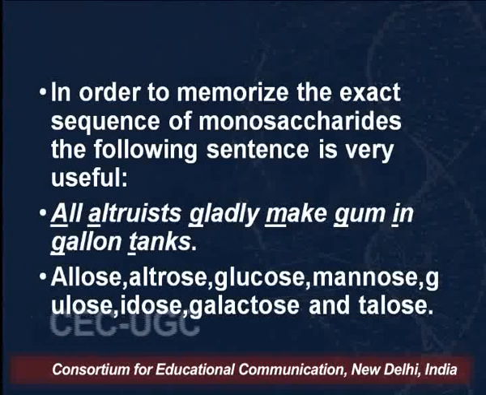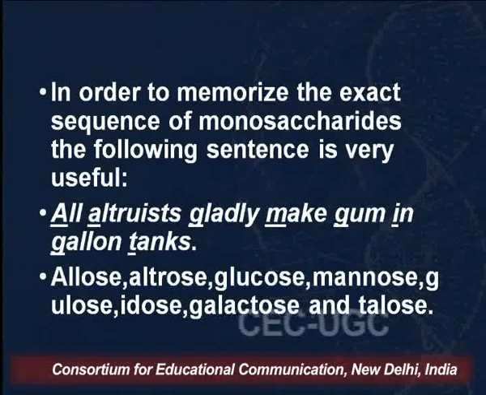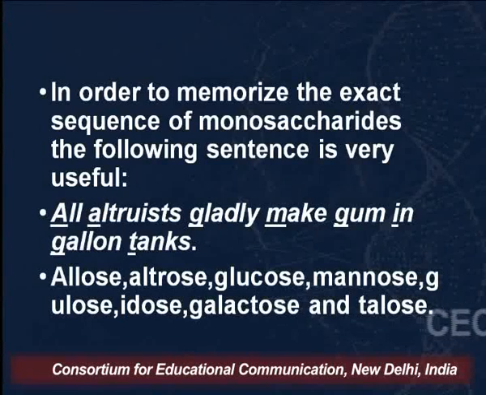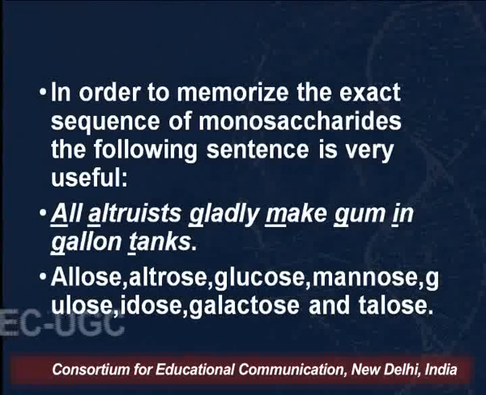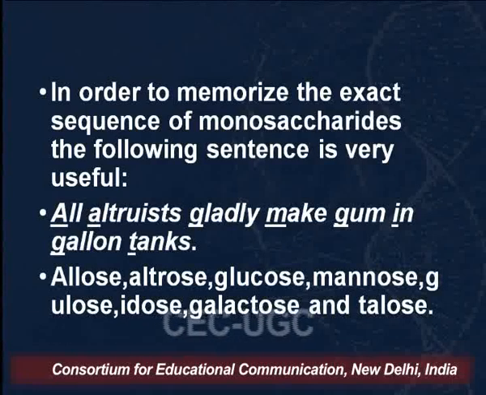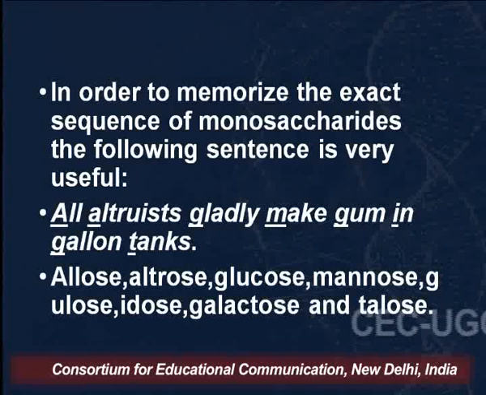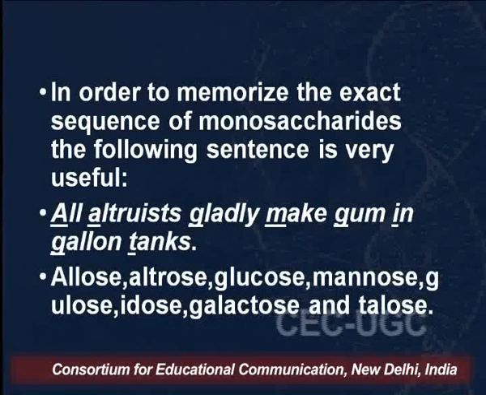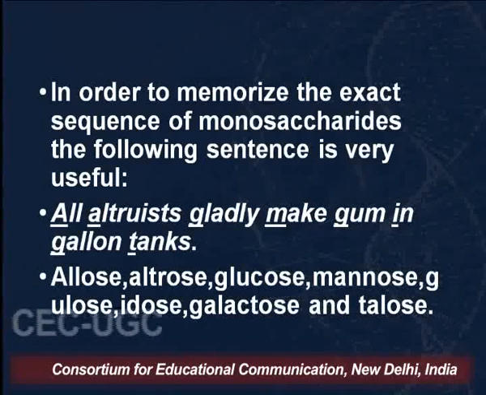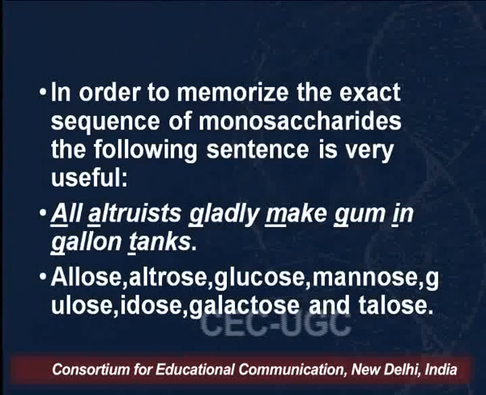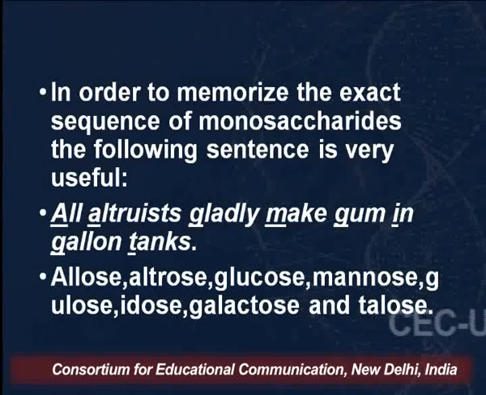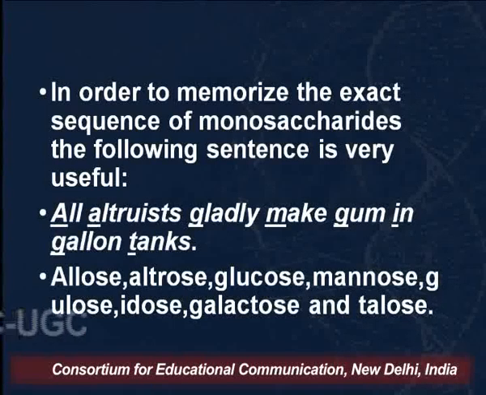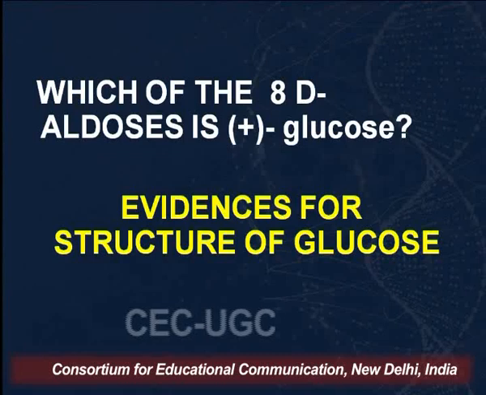Now we have to look into the first alphabets of this sentence. In all, A stands for allose, altruists, A stands for altrose, gladly, G stands for glucose, in make, M stands for mannose, in gum, G stands for gulose, in, I stands for idose, G stands for galactose, and T stands for talose. So you just have to memorize the sentence, all altruists gladly make gum in gallon tanks, and you can memorize the correct sequence of monosaccharides.